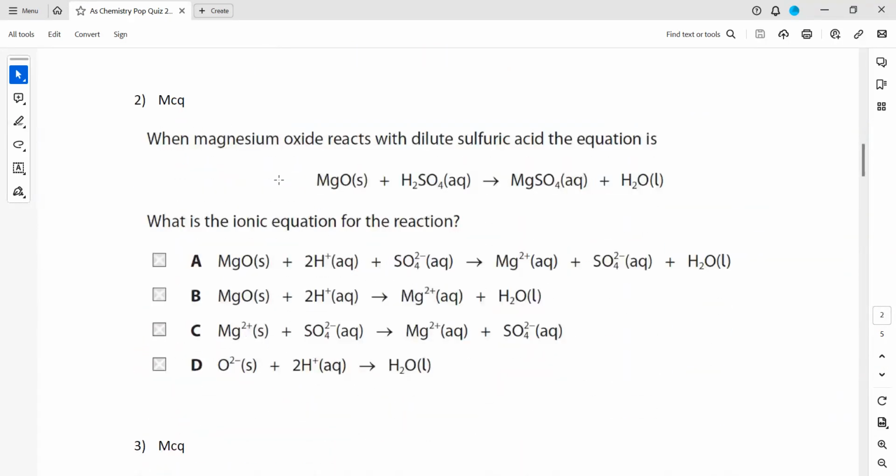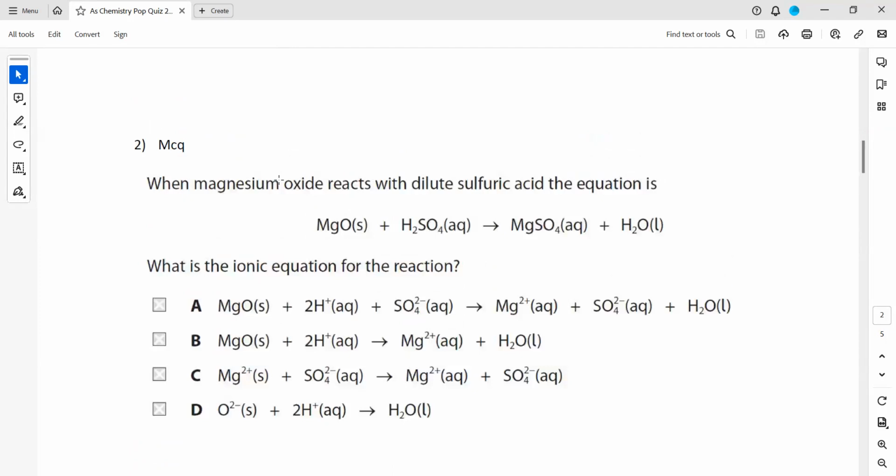In the next question, magnesium oxide reacts with dilute sulfuric acid; write the ionic equation. How to write an ionic equation? First, we write solid, liquid, and gas. Magnesium oxide is solid, and water is a liquid there. In an ionic equation, if one side it is in a molecule, the other side it should be an ion.